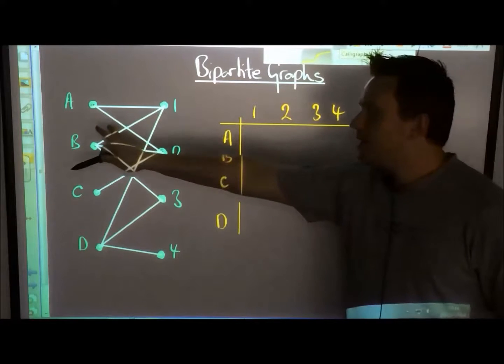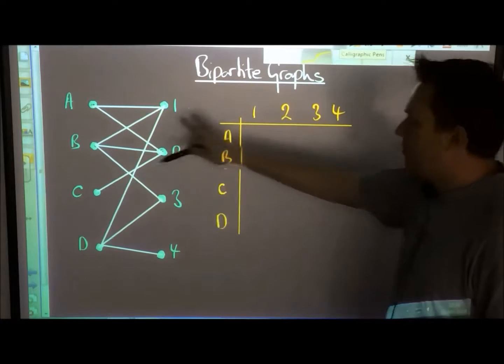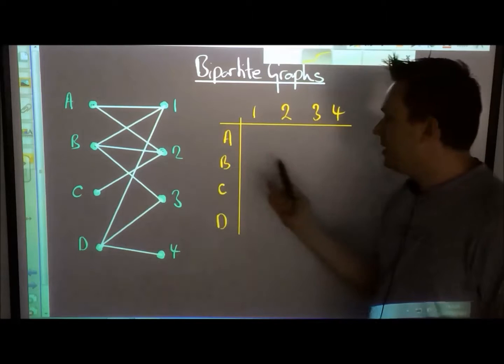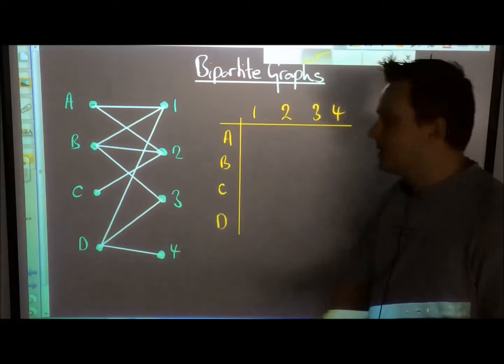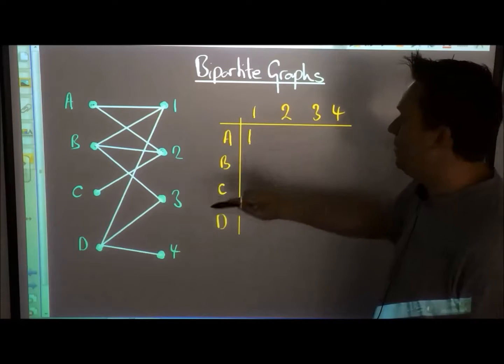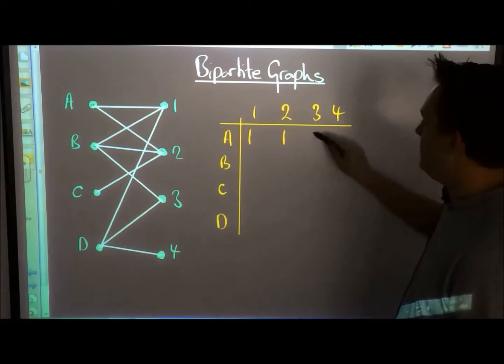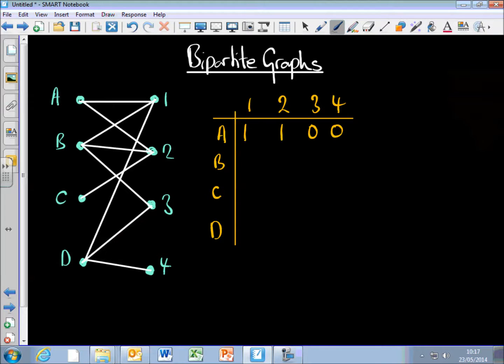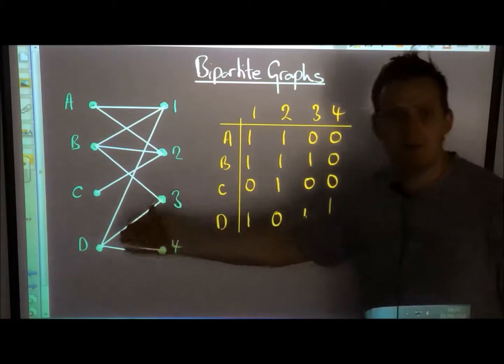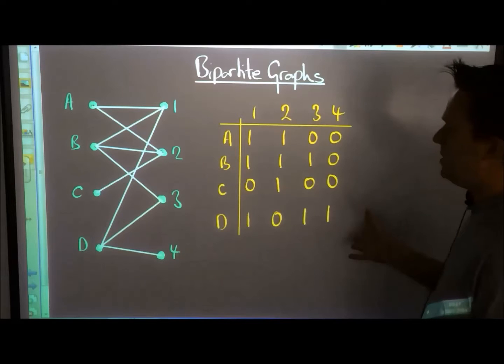And if there is a connection between the node on the left with the node on the right, then I'm going to put a 1 in the matrix. And if there isn't a connection, I'm going to put a 0. So A is connected to 1, so I'll put a 1. A is connected to 2, so I'll put a 1. And it's not connected to 3 or 4, so those are going to be zeros. B is connected to 1, 2, and 3. So 1, 1, and 0. C is connected to just 2, so that's 0, 1, 0, 0. And D is connected to 1, 3, and 4, so that's 1, 0, 1, 1. So the same information on the graph is represented in this adjacency matrix here.